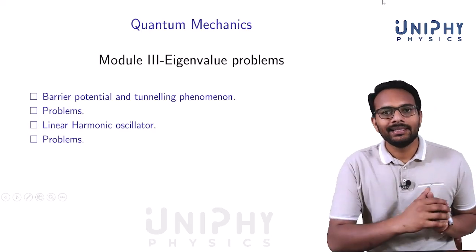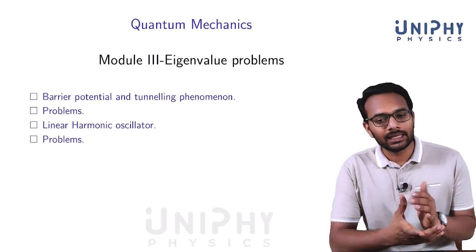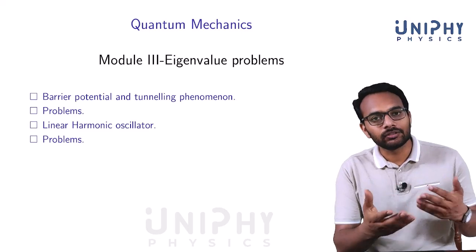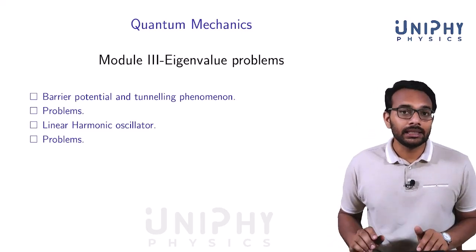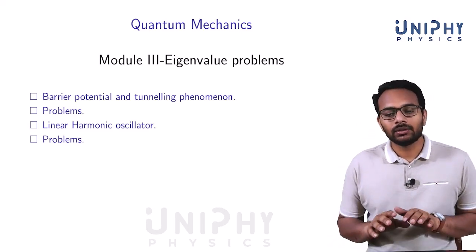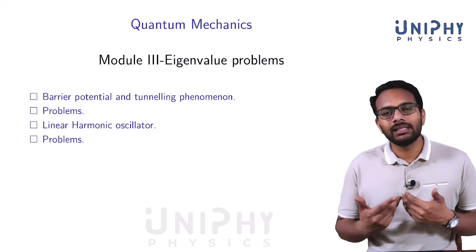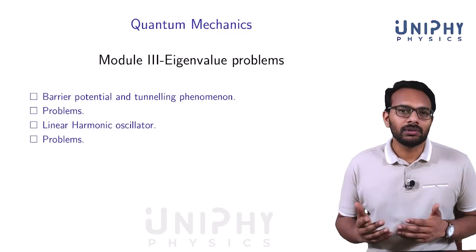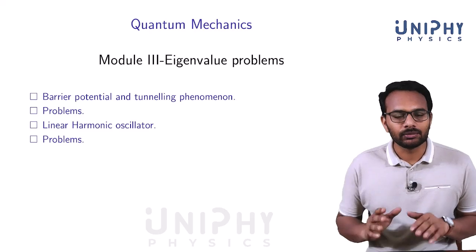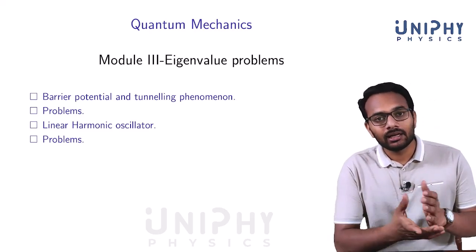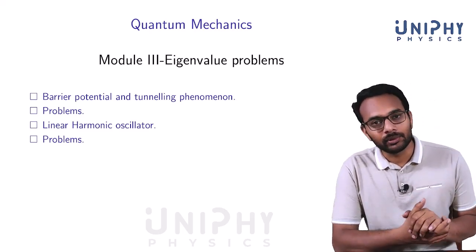Hi, in this session we are going to discuss the tunneling phenomenon, especially in the case of a barrier potential and also the linear harmonic oscillator. In the case of the barrier potential, the only important kind of problem is to find the tunneling probability, so we will be looking into that, whereas the linear harmonic oscillator is very important, right?